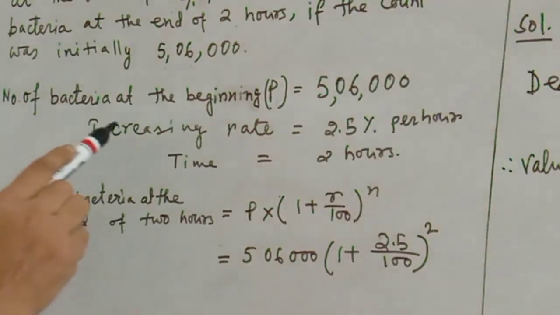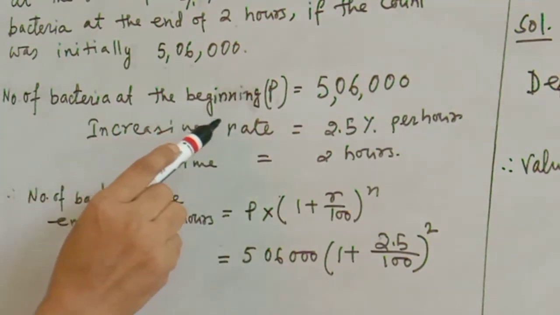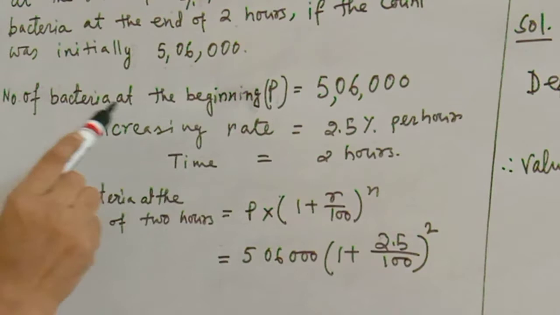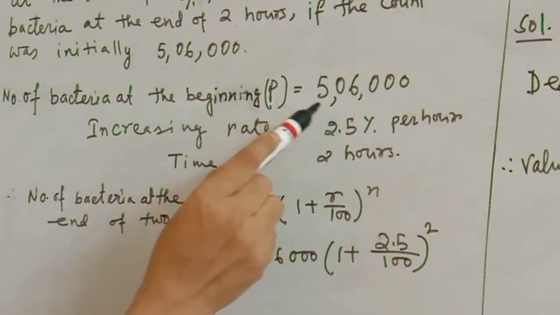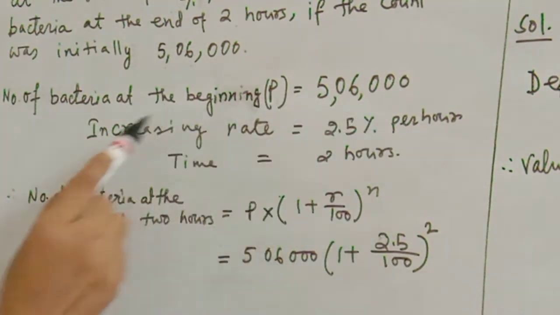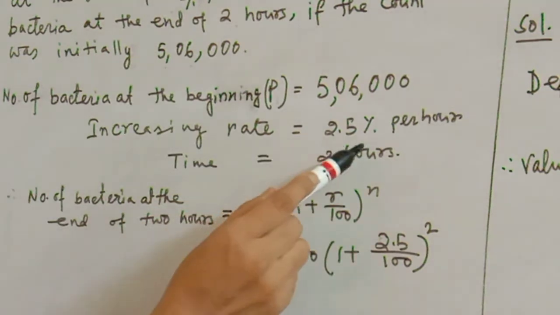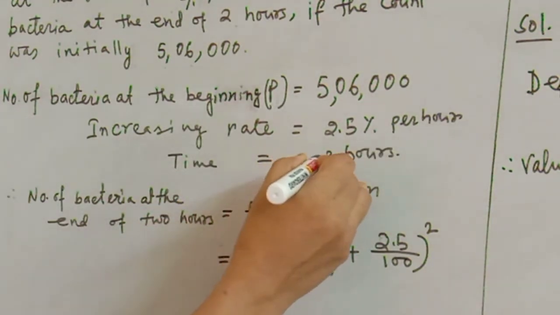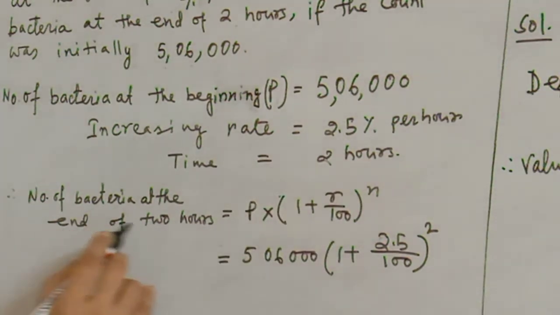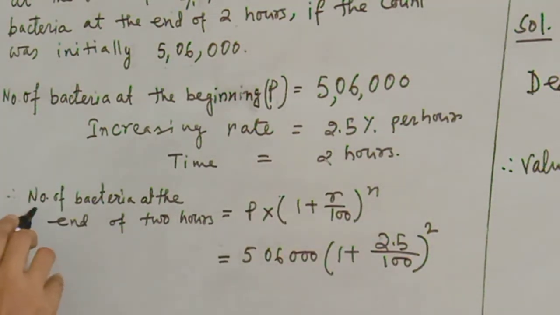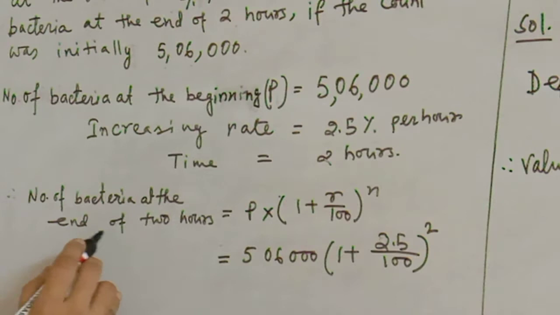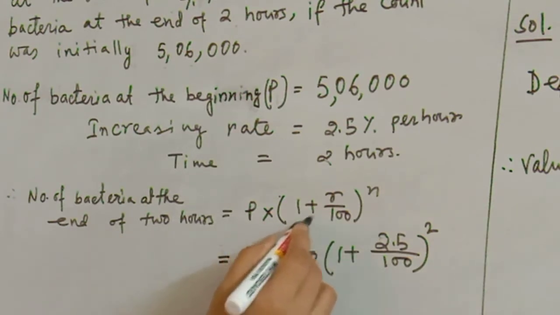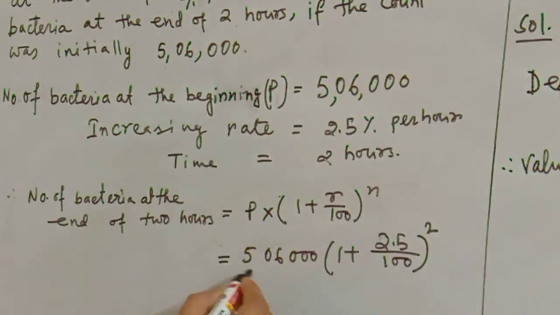Now, the number of bacteria at the beginning, let it be P as variable. Number of bacteria at the beginning 5,06,000. Increasing rate 2.5% per hour and time 2 hours. Therefore, we have to find the number of bacteria at the end of 2 hours, which is equal to P into 1 plus r by 100 whole to the power n.